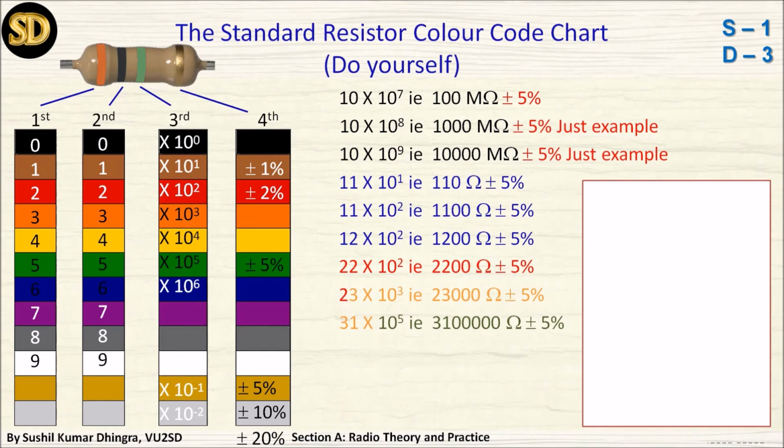Next, see carefully the new resistance on the left side. All three are orange. It is very simple. The answer is 33 into 10 raised to the power 3, i.e. 33 kilo ohm plus or minus 5%.